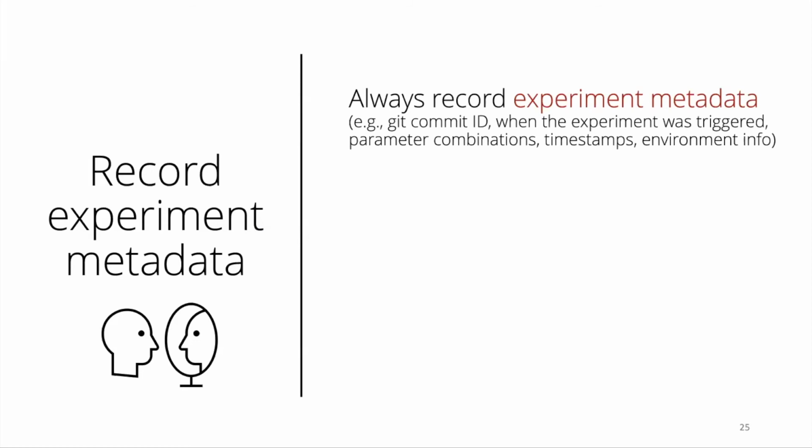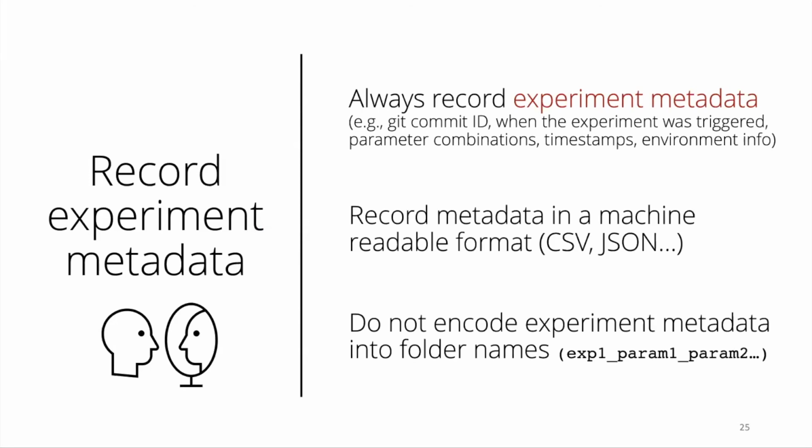Like what were the configurations of the machines you ran it in? What IP addresses did you have? Which machines did you run it in? Record as much of this stuff as possible. And make sure when you record it, you're actually recording it in a machine readable format, something like CSV or JSON or something. And what you really should not do is encode all of this information into folder names or file names, because that's really fragile.